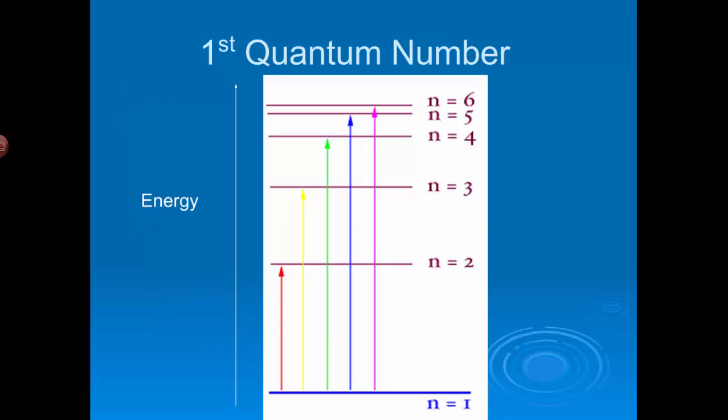So it kind of looks like this. Now, they're not all equidistant from the nucleus. You have to understand that. The distance from n equals 1 to n equals 2 is pretty big. It gets smaller as you go higher in n value.